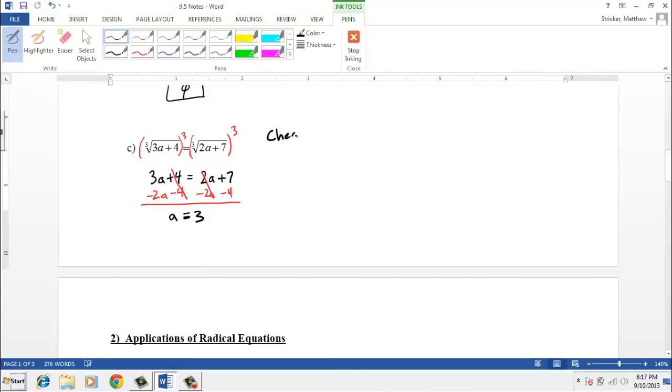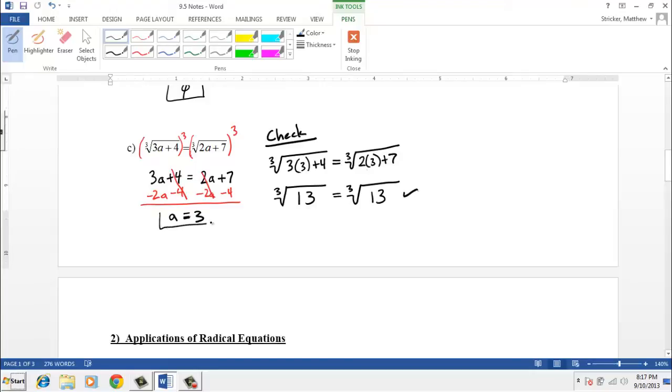You recall we need to check, so if we do our check here, we have the cube root of 3a plus 4, but a was 3, so we have 3 times 3 plus 4. That should be equal to the cube root of 2 times 3 plus 7. 3 times 3 is 9, plus 4 is 13. On the other side, 2 times 3 is 6. 6 plus 7 is also 13. So it does check out. 3 is our correct answer. Hopefully that makes sense.